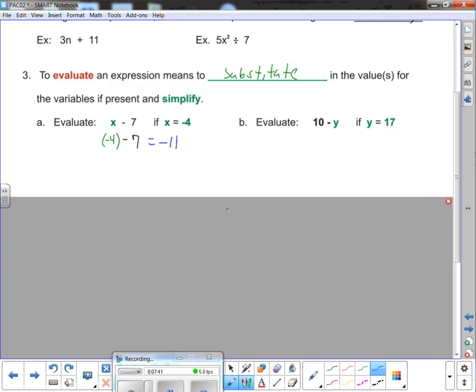So number 10 is a pretty easy problem. But again, I want you to get used to the principle of where the variable is, stick a parentheses. And then into that parentheses, sub in the value of that variable. So that's what we've got.